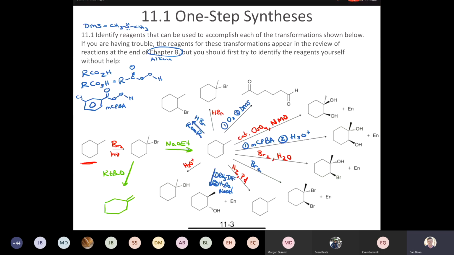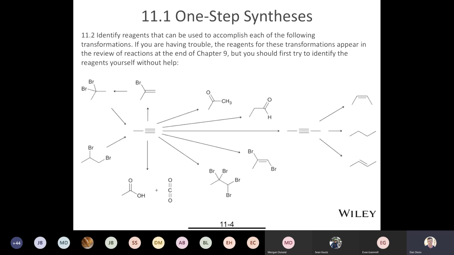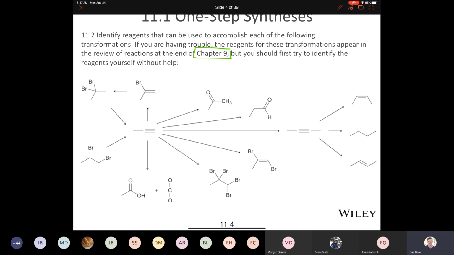All right, so that covers virtually every reaction that you would have learned in Chapter 8. In fact, we've covered almost half of the content for this chapter already, because it's just a review. And mainly what we review is Chapter 8 and Chapter 9. So let's move over to question 11.2. This is another good one. It forces us to review all of the reactions that we learned in Chapter 9. So this is Chapter 9 chemistry.